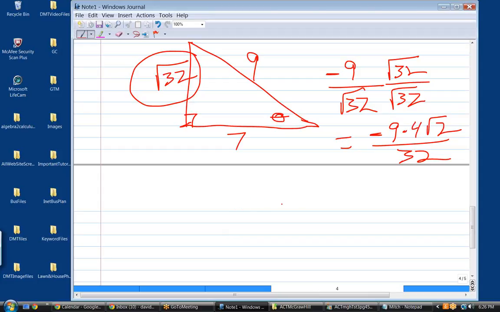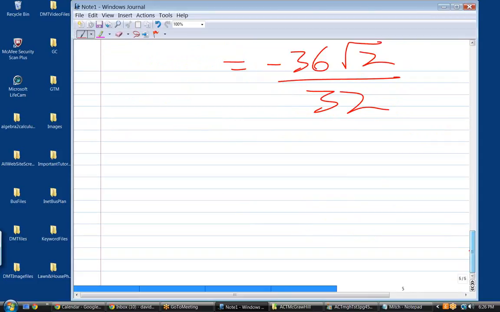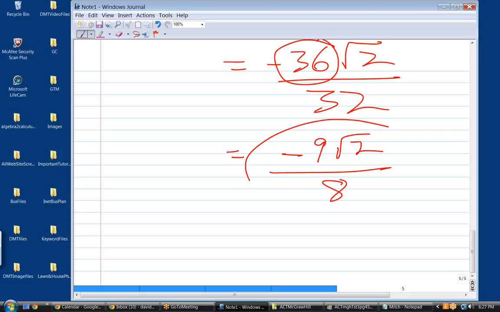Now, what do I have? I have minus 36 root 2 over 32. Can I simplify that? Yeah. What's the greatest common factor between 36 and 32? 4. Okay, so divide the top by 4, and just divide that number by 4. It would be 9 root 2 over 8. There's your answer.